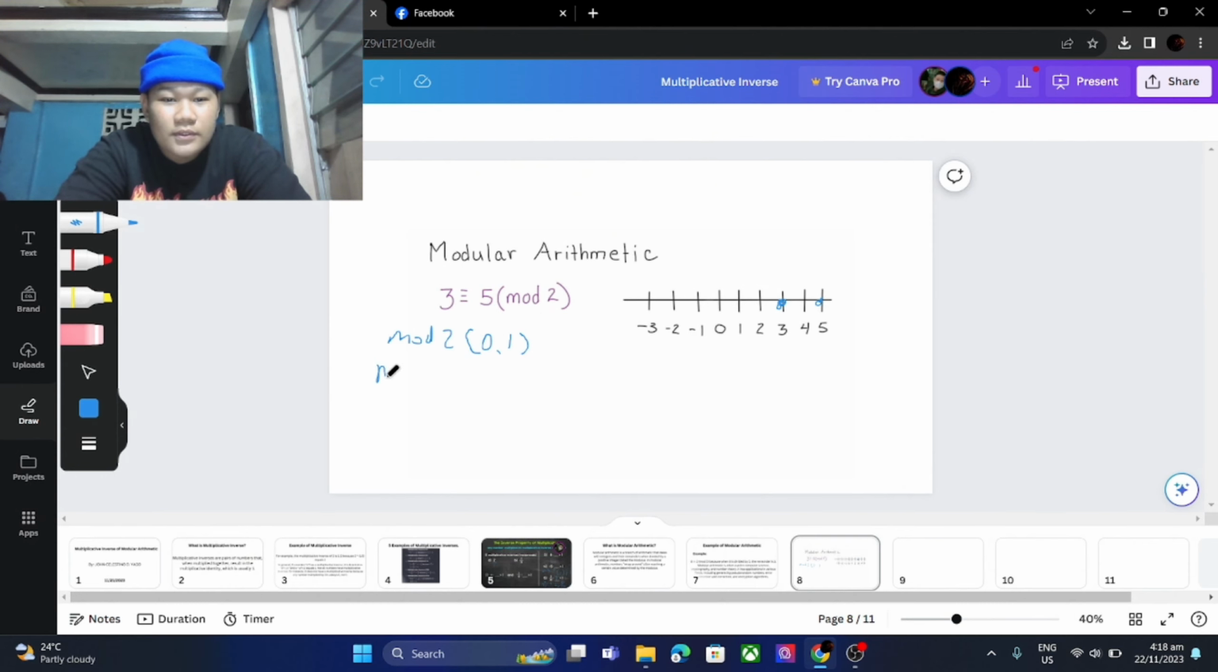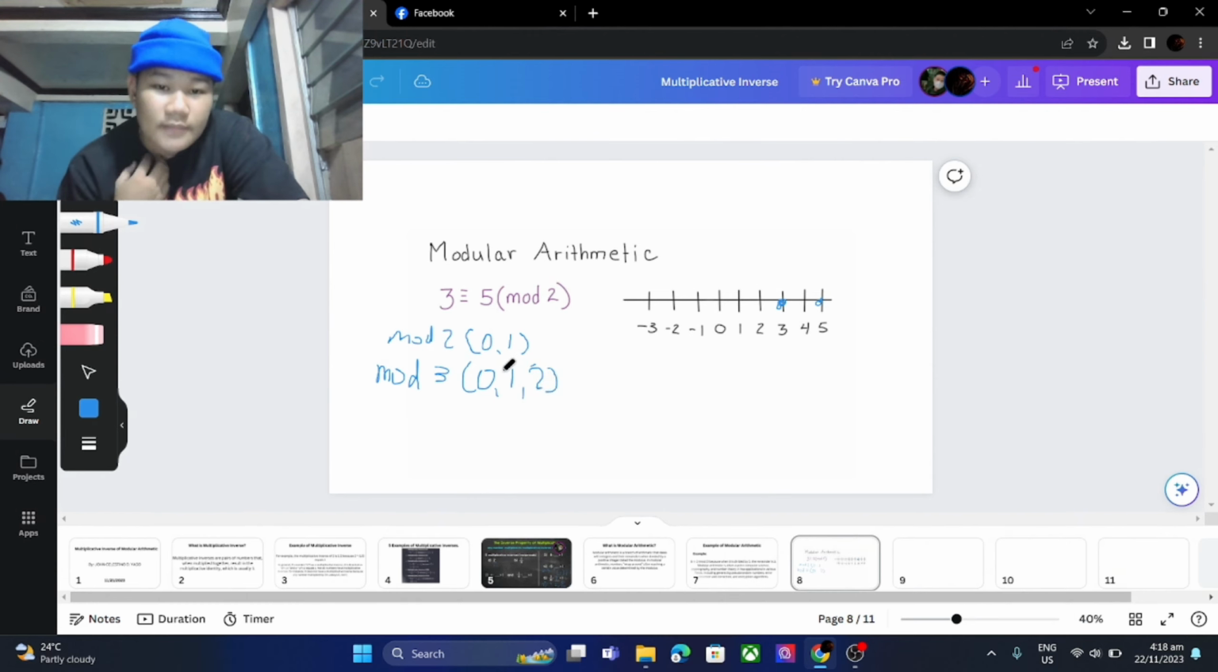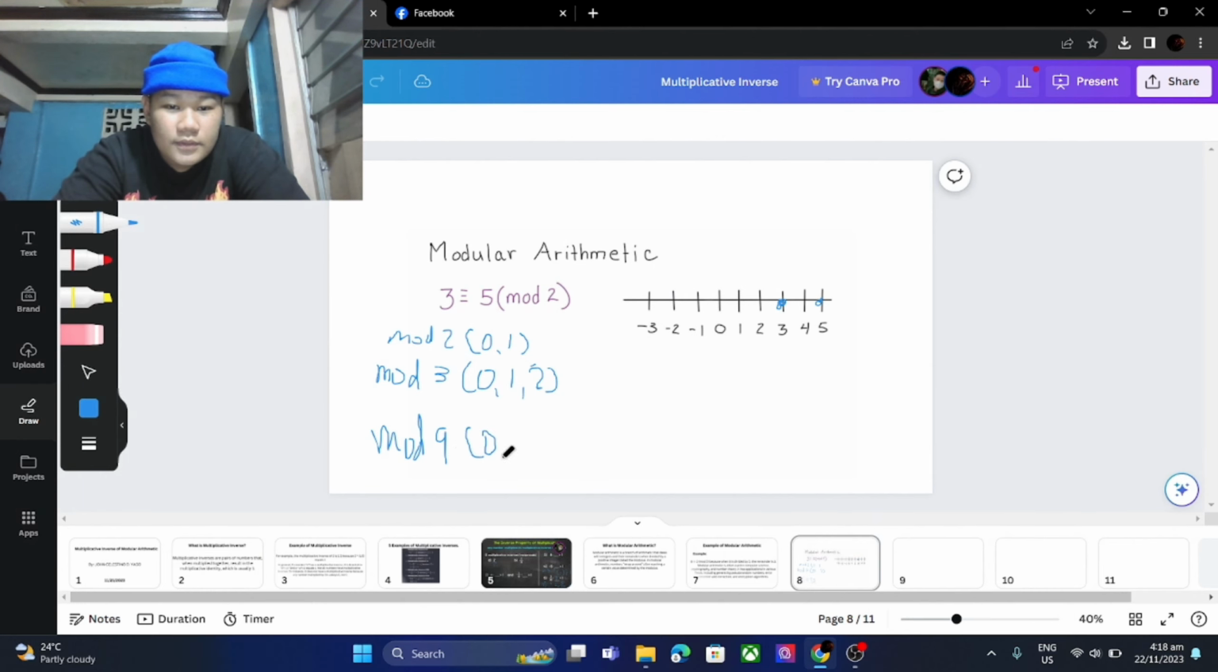So, another example, mod 3. So, ang mod 3 niya is 0, 1, 2. Dili siya kabot og 3, ma'am, kay less than siya ang iyahang value. Pero kani ma'am, mod 9, ang imong value ani ma'am is 0, 1, 2, 3, 4, 5, 6, 7, 8. So dili siya mabot og 9 kay less than man ang iyahang value.